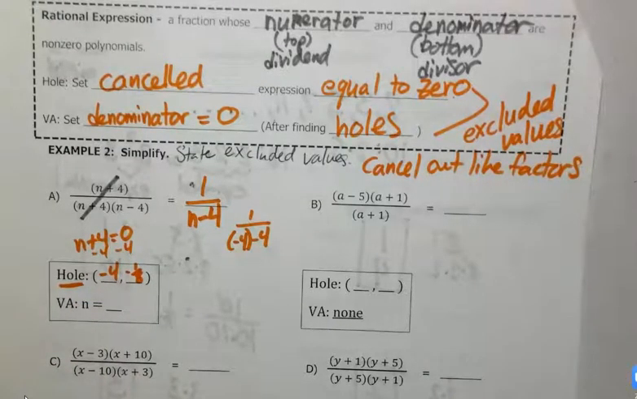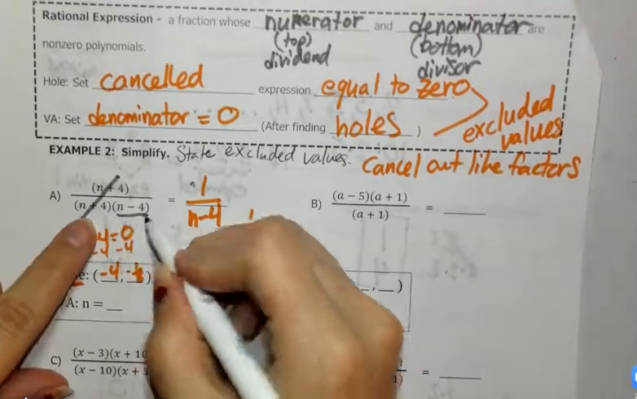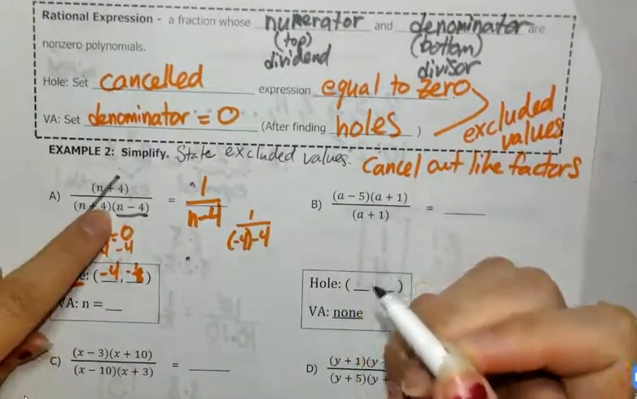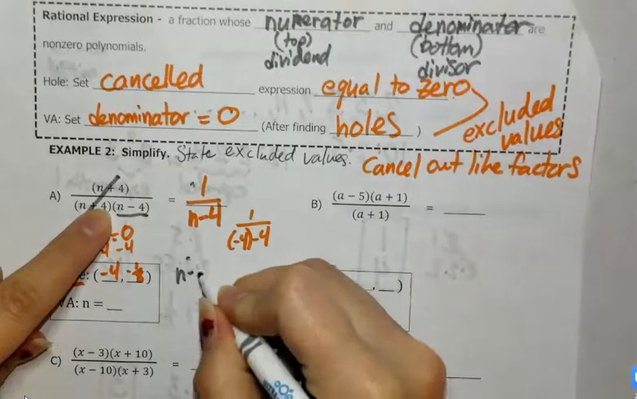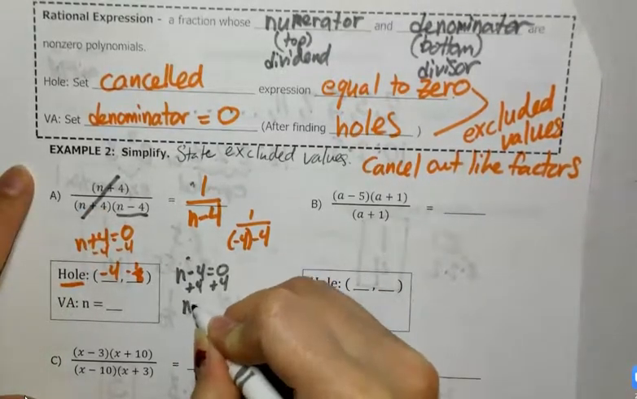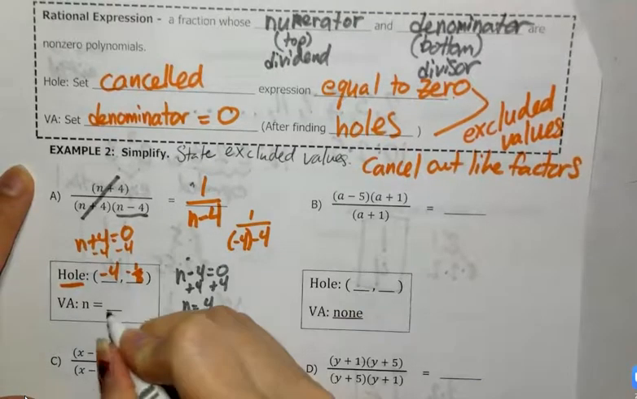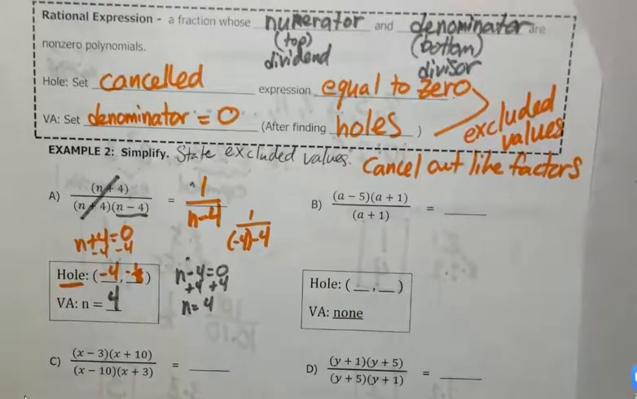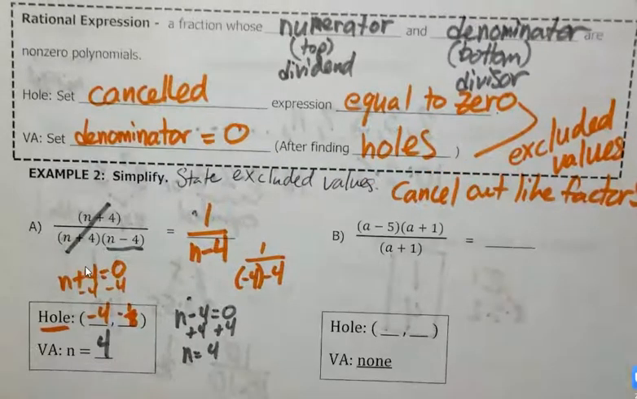To get the vertical asymptote, after you found the hole, you're going to set the rest of the denominator equal to 0. So we have n minus 4 equals 0. Add 4. So n equals 4. So you just put 4 in that blank. Let's do the next one.